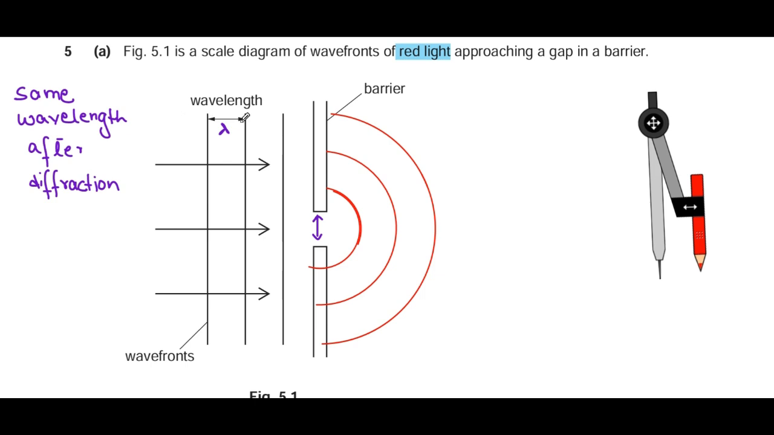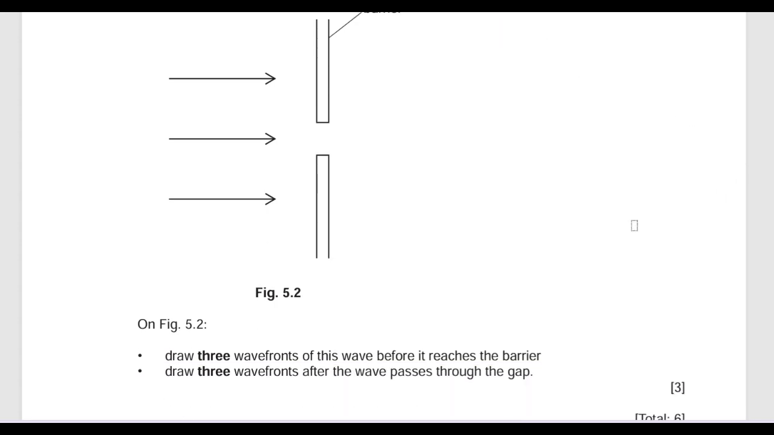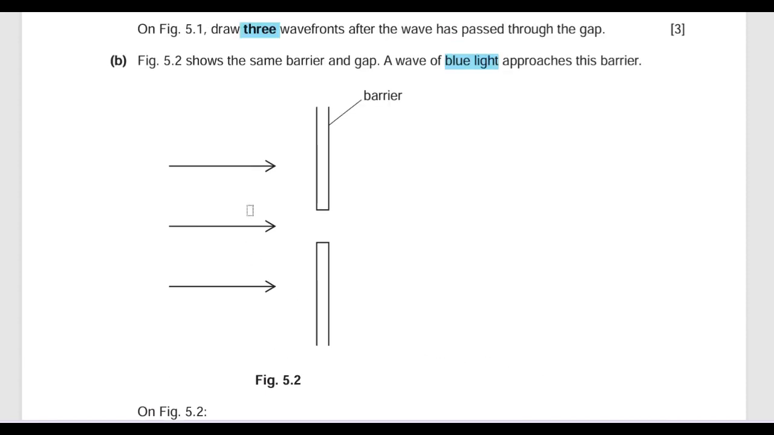So this is the diffraction pattern of red light. Next question says that now we have to diffract a blue light instead of red light. That means that this time our wavelength would be shorter than the wavelength before, and we have to draw 3 wavefronts before it reaches the barrier, and we have to draw 3 wavefronts after the wave passes through the gap.